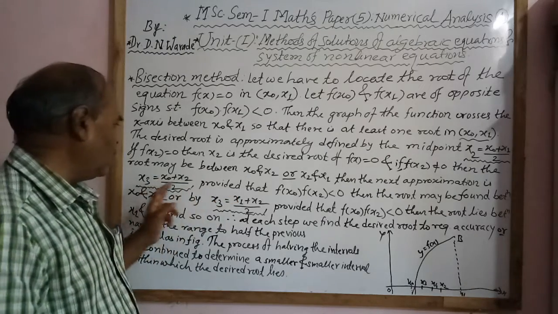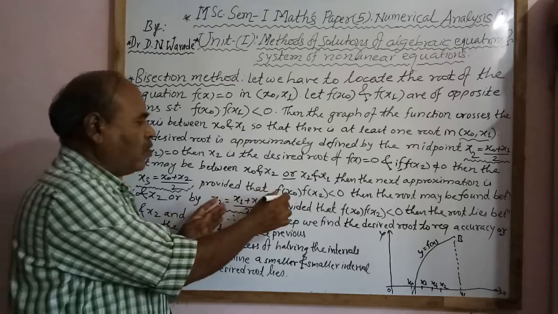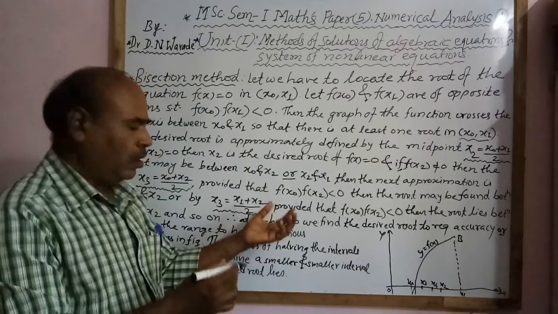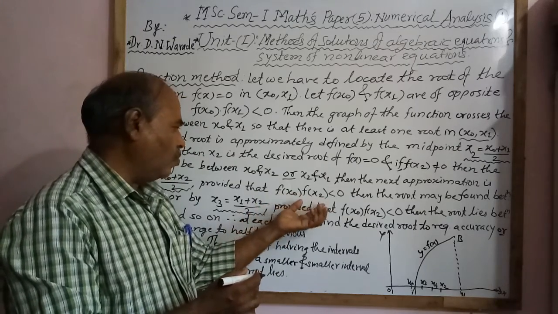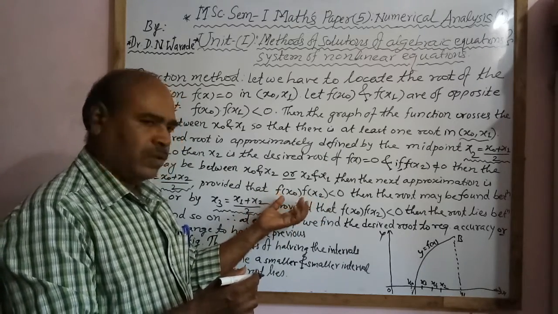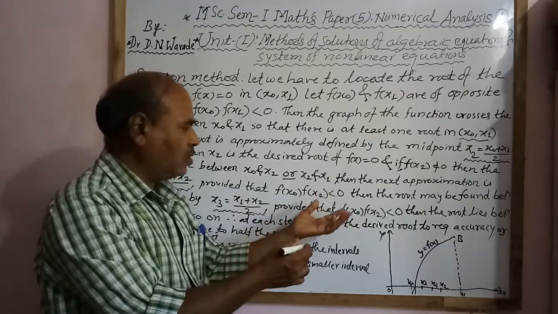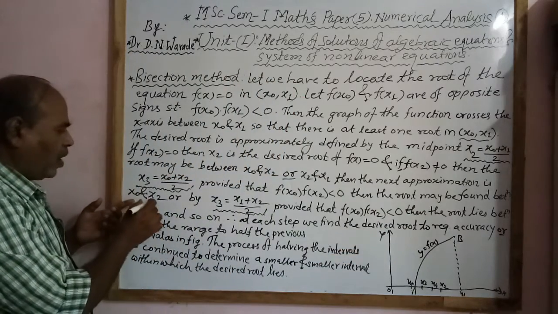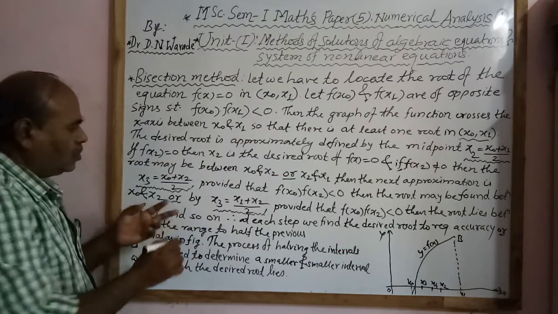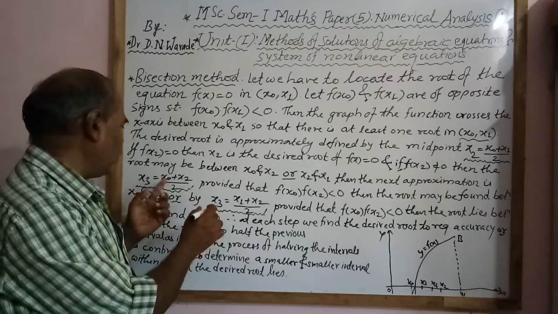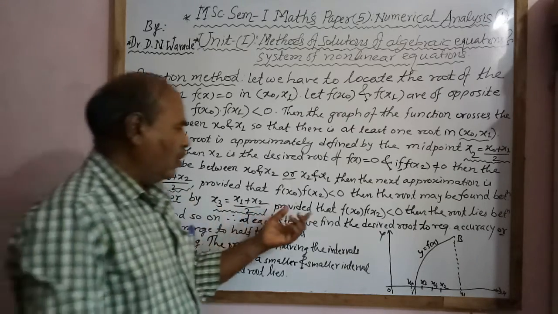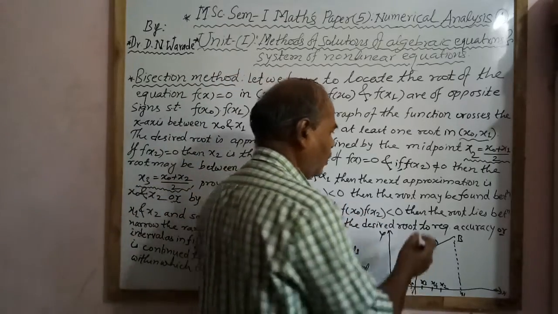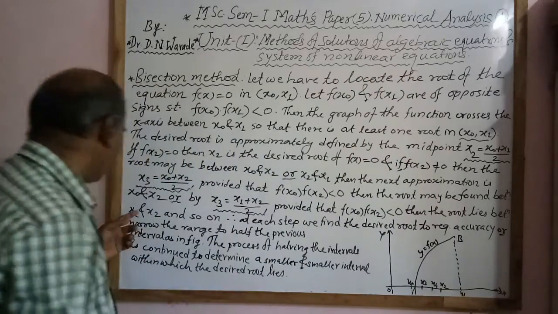This is provided that f(x0)·f(x2) < 0, the product of these two being less than 0. Out of f(x0) and f(x2), one is negative, so the product is negative. Then the root is found between x0 and x2. Otherwise, x3 = (x1 + x2)/2, provided f(x0)·f(x2) is not less than 0, and then the root lies between x1 and x2.